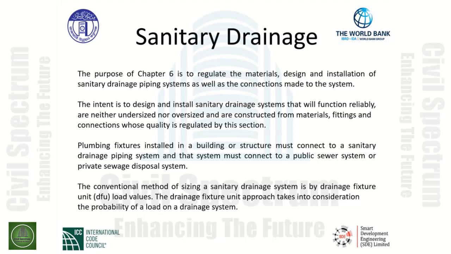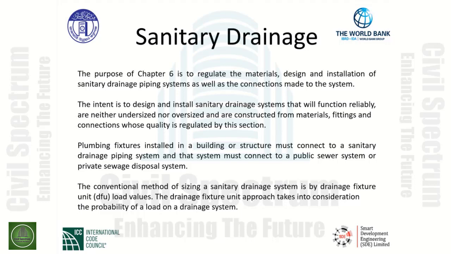The intent is to design and install sanitary drainage systems that will function reliably, are neither undersized nor oversized, and are constructed from materials, fittings, and connections whose quality is regulated by this section. Plumbing fixtures installed in a building or structure must connect to a sanitary drainage piping system, and that system must connect to a public sewer system or private disposal system.